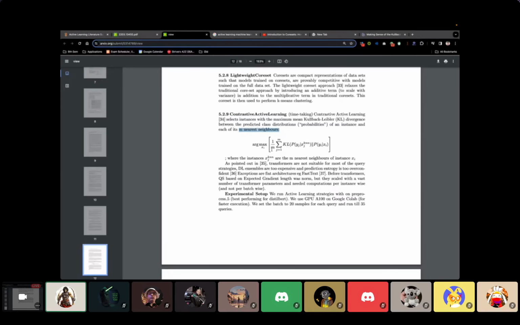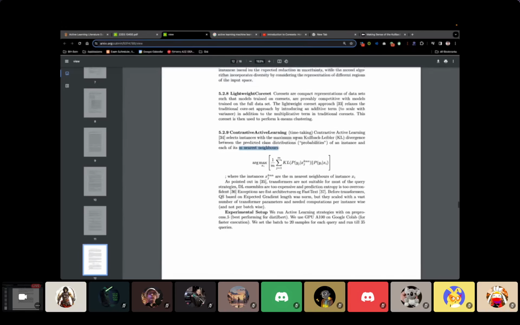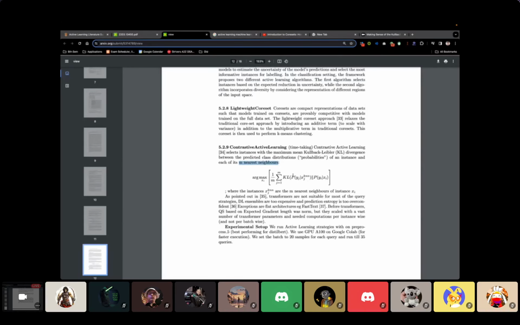And once you have KL divergence, you can use simple algorithms to compute m nearest neighbors, or you can use any clustering algorithm also. For example, you can use the mean shift algorithm or k-means to find the centers, and then you compute the distance from each of the points to those centers. So for the assignment, this is the contrast calculation, so you have to implement this also.